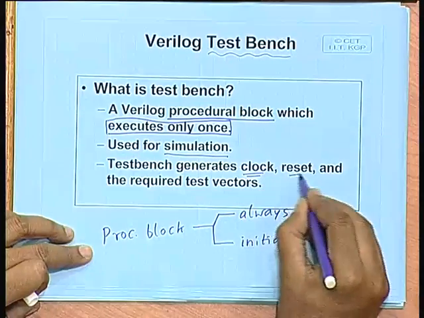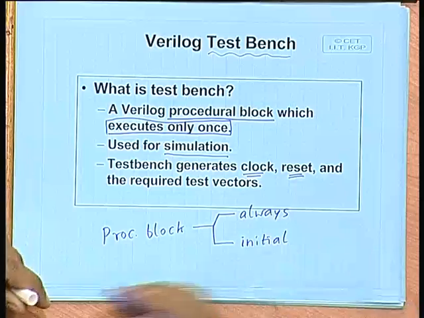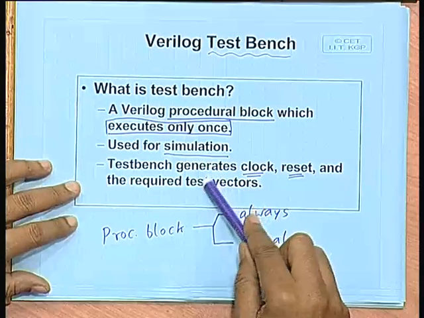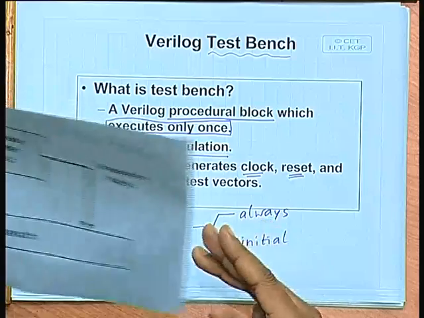And also the test bench will be generating whatever signal is required to test the other circuit. Other than the test vectors, it can have clock, it can have reset, and any other control signals you need, right. So, we will look at some examples to find out.